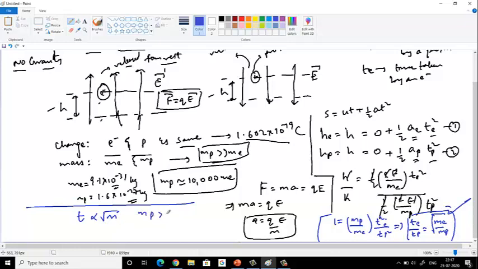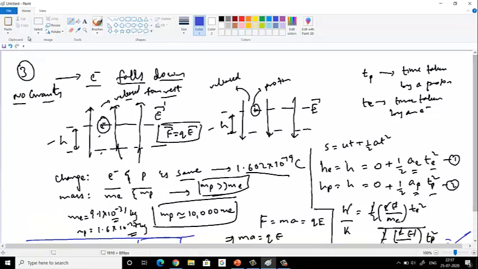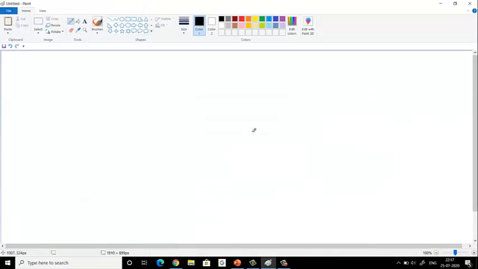Proton's mass is more. Mass of proton is greater than mass of electron. That means time taken by proton should be greater than time taken by electron. If time taken by proton is 5 seconds, time taken by electron will be less than 5 seconds. Something like that. Okay? Alright, fine. Let's move on to the next question now.